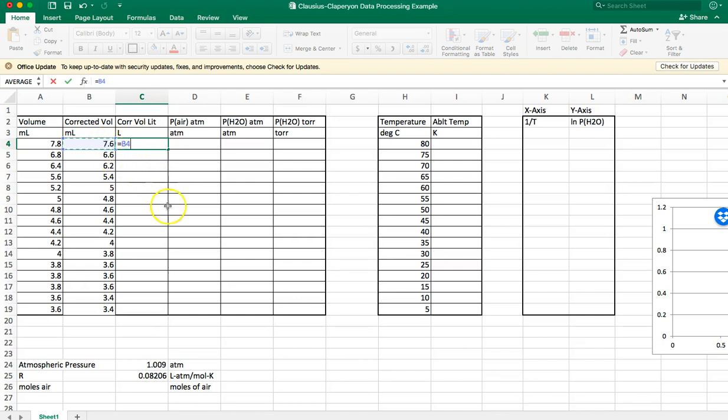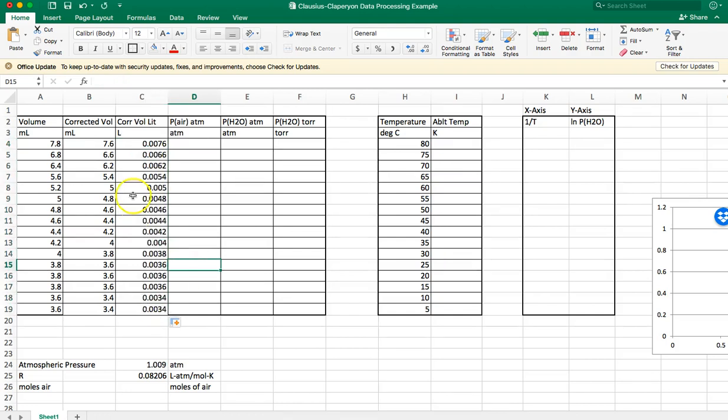So we take our 7.6 milliliters, and if we divide that by 1,000, we should get that in liters. We'll do the same thing. We click on the cell, go to the right-hand bottom corner, click, and drag. Good, so those are our easy ones.